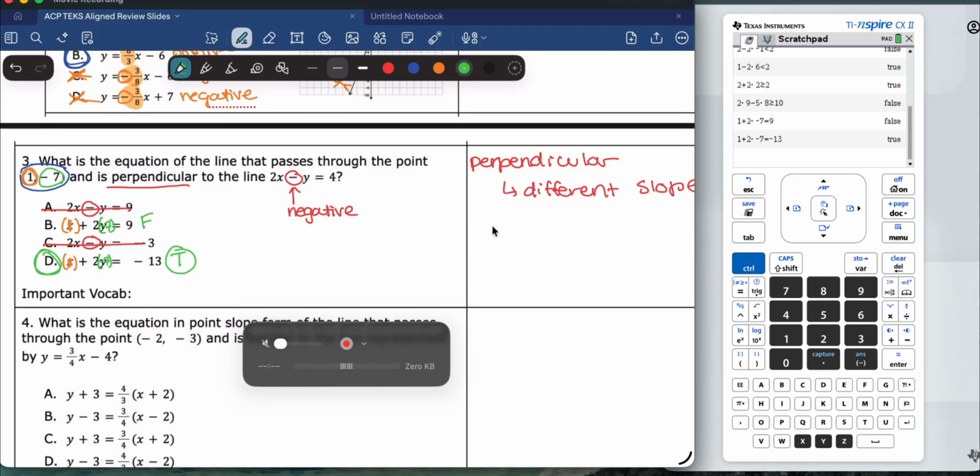So you can do these either way. You can solve for y, and then you can do it the long way, or you can do true, false, whichever one you want. It's up to you.